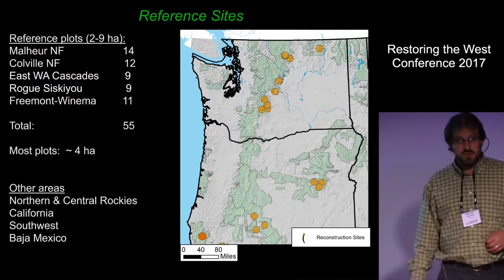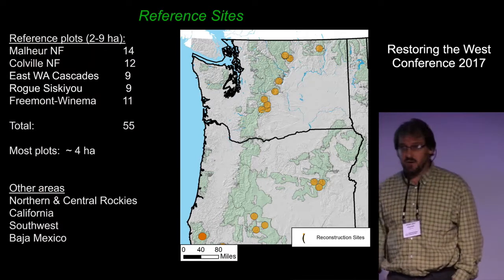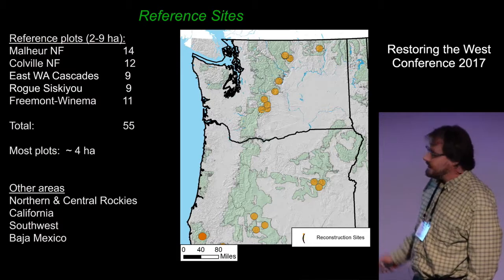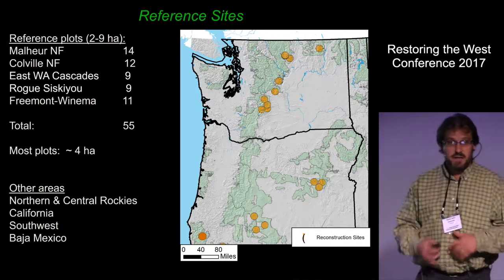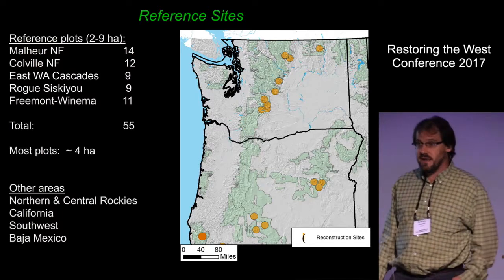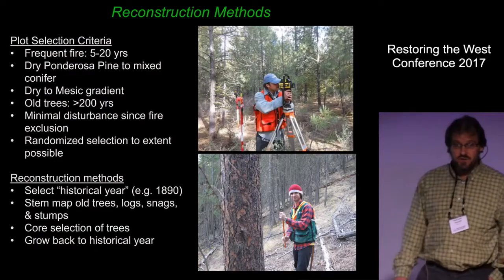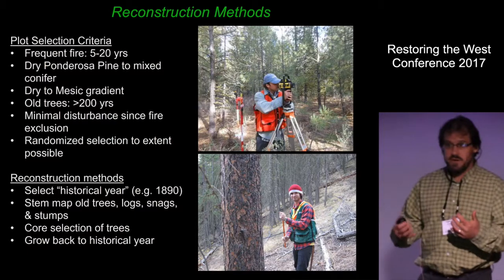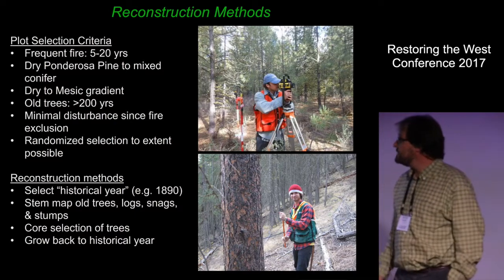The first part of this was to put in a whole lot of reference plots. We've been doing this for a number of years now throughout Oregon and Washington, and we have five separate sites. Each site has anywhere from 9 to 14 reference plots in them. So a total of 55 plots. These are on average about 4 hectares, 10 acres. And in these sites, we reconstruct what the forest was like before fire suppression, so in 1890 or 1880, and there's a whole methodology to do this, which I won't get into.